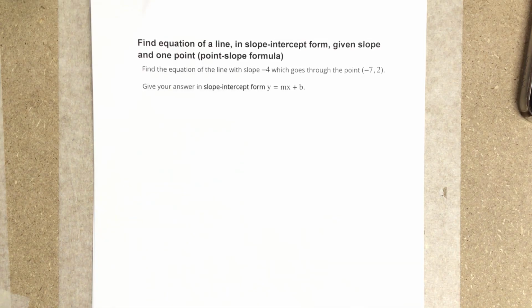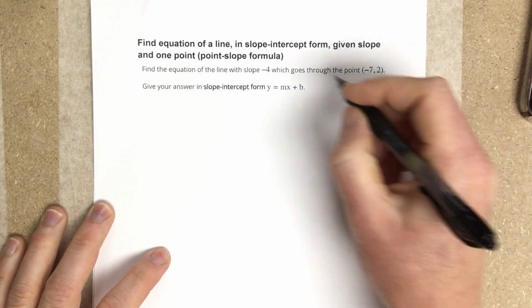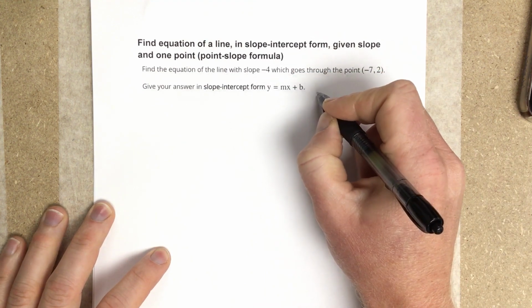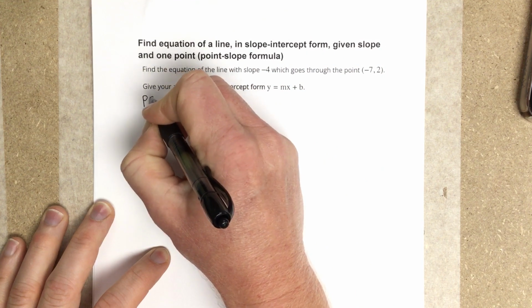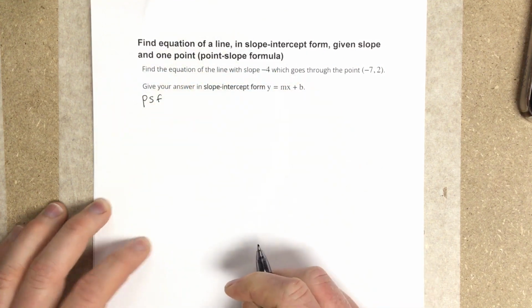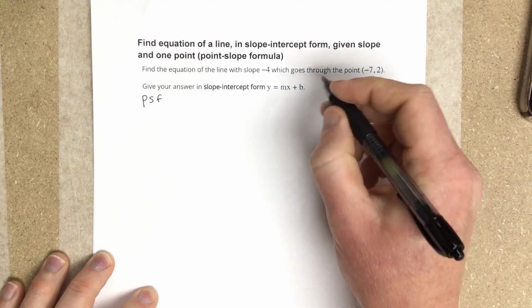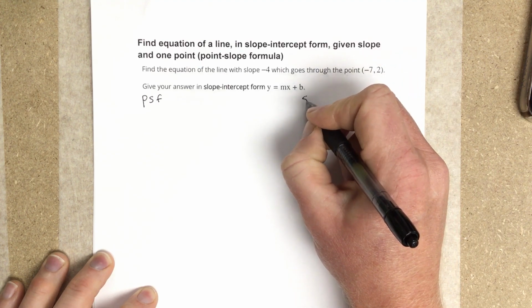In this video, we're going to find the equation of a line in slope-intercept form given the slope and 1 point, and they want us to use the point-slope formula. So point-slope formula is really just the slope equation. I'm going to say PSF for point-slope formula. And then you're also going to hear slope-intercept form, which is SIF.